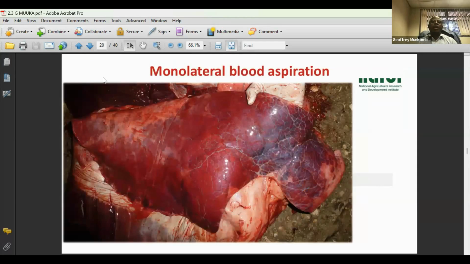Here's a slide that shows you the monolateral blood aspiration that occurs in an animal, and you can see the texture of the lung there, the way it has changed because of this aspiration that has occurred. And this is, as I said, going to the unilateral side of the lungs. Therefore, one lung will be affected, and the other lung might come out clean. Therefore, you need to look at this carefully and examine them so that you do not mask any other pathological condition that exists. Next slide.